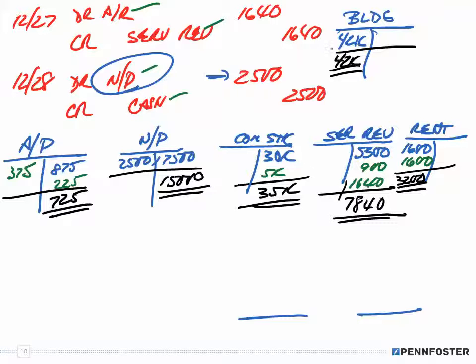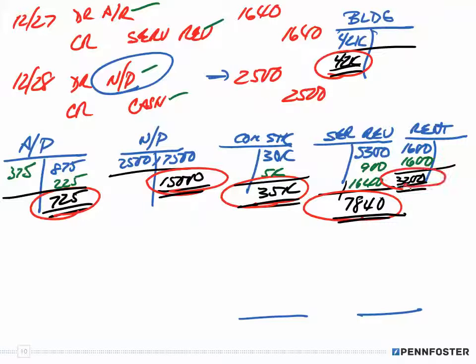For building, it was $42,000. For accounts payable, it's $725. For the notes payable, $15,000. For common stock, $35,000. Service revenue was $7,840. And for our rent expense, it's a debit of $3,200.